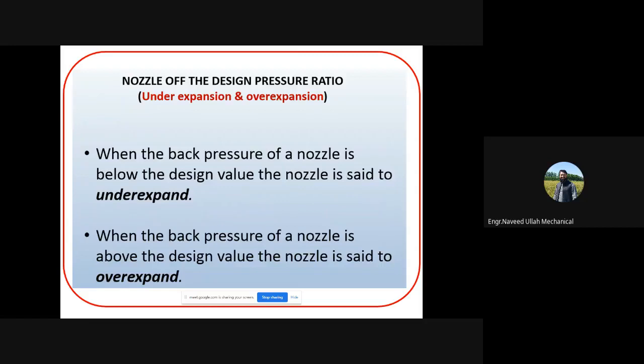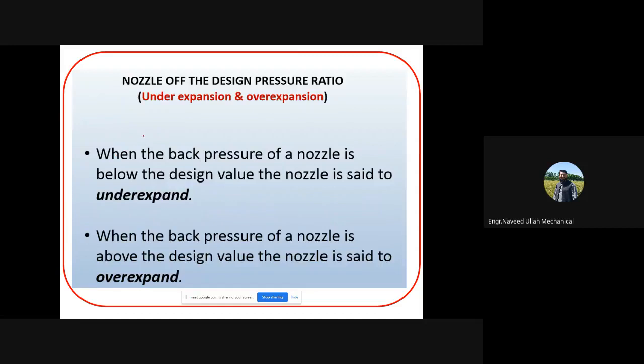At the critical pressure, the flow is also maximum, and we say that that is basically the choking condition. If you further decrease the back pressure, it has no effect on the mass flow. And I told you that the upstream at that point is blind to what is happening down there. Anyway, now we have nozzles off the design condition. Off the design condition means that we have the cases of under expansion and over expansion.